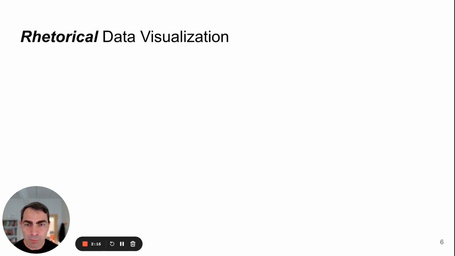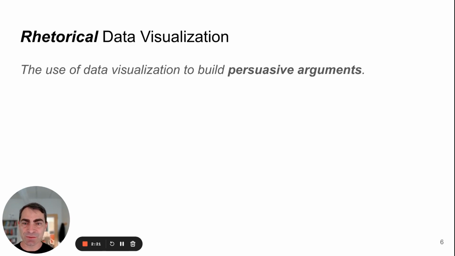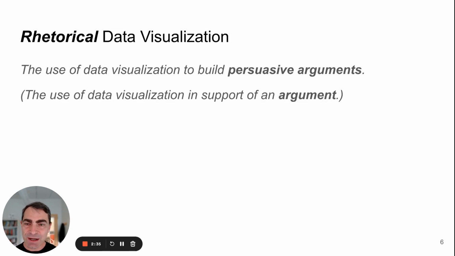More precisely, I came up with a couple of definitions. The first one is the use of data visualization to build persuasive arguments. But sometimes I think people react somewhat badly to the term persuasion and persuasive, and for good reasons. So another definition that I like that doesn't include the term persuasion is the use of data visualization in support of an argument, right? So you can imagine you have an argument. This argument is supported by data.